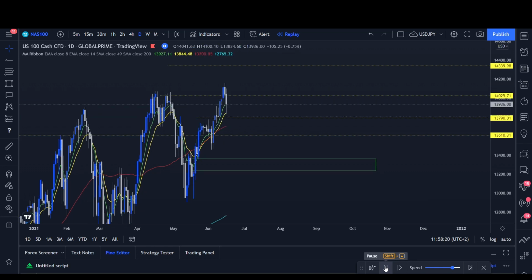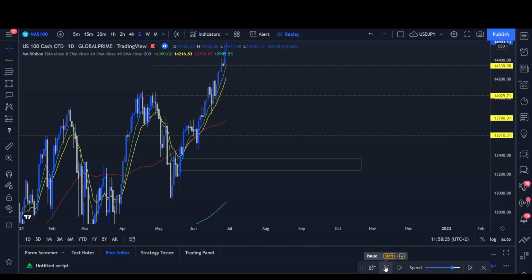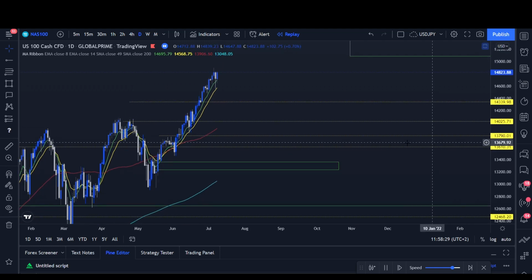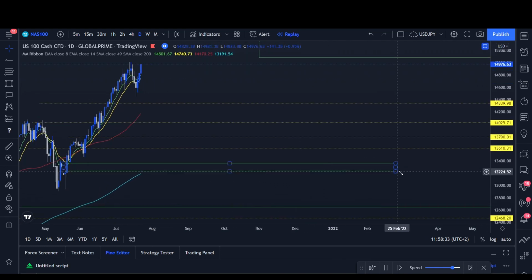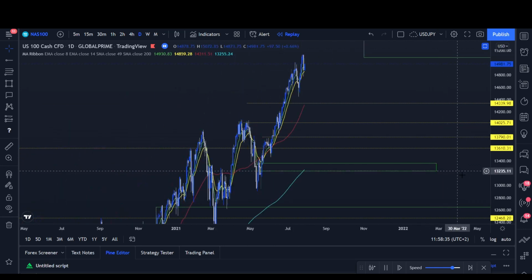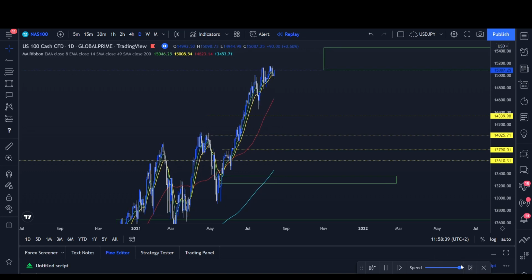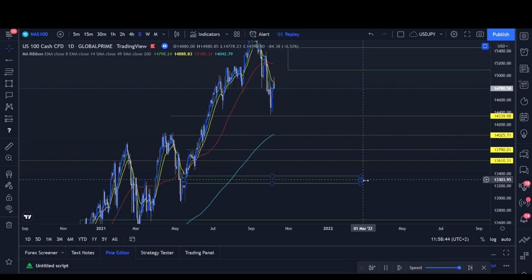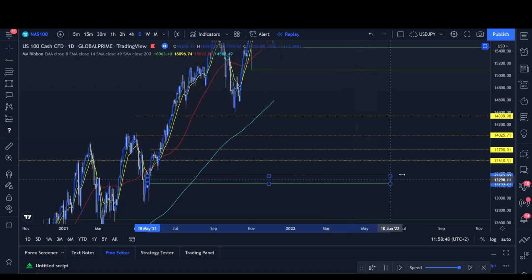Target 2 hit, target 3 hit. Perfect. Now let's just see what happens further down. We want to see if the market interacts with this level in any way at any time. Just trying to show you guys an example of what actually goes on in these markets. Right, so as you can see, the market's totally progressing upside.